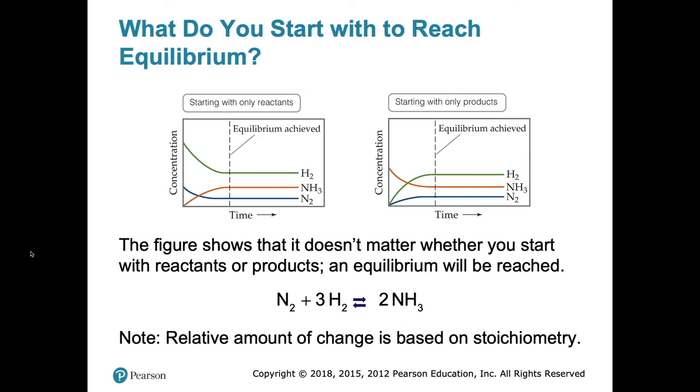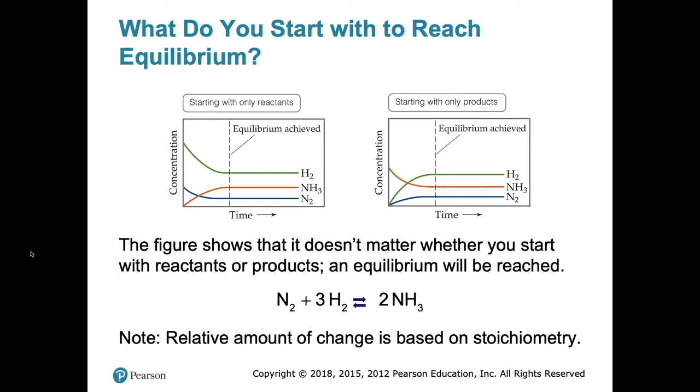And at the same time, ammonia is being made, and the concentration of ammonia is going up, all the way to the point where the concentration of ammonia is constant. So when all three, the ammonia, the hydrogen gas, and the nitrogen gas, reach the point where their concentrations are constant, we're at the equilibrium point. So let's do it the other way now.